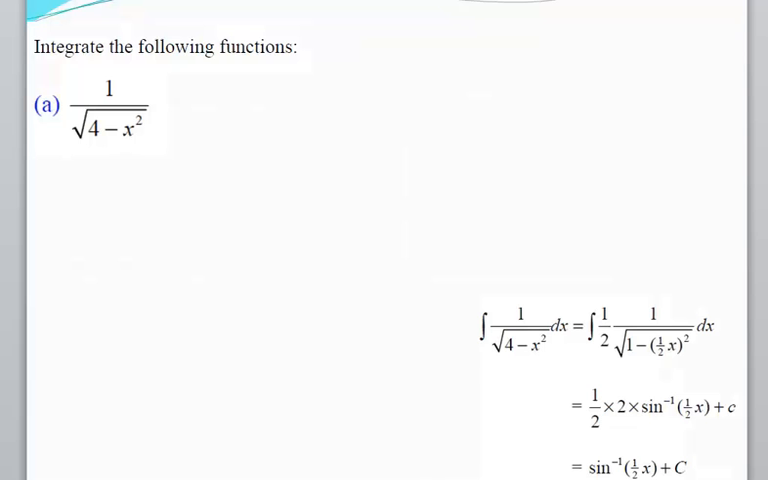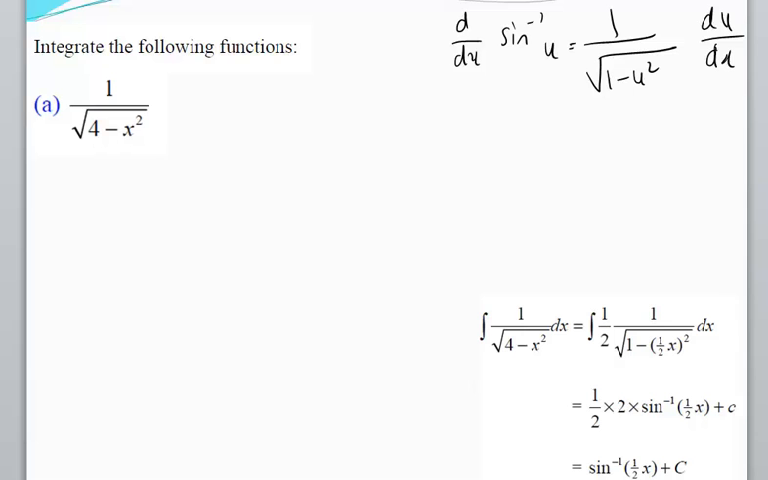So we'll put our formulas as we go through as they appear on our actual formula sheet here. So here we want to integrate the following function. If we look at our formula sheet, here we have d on dx of our inverse sine of u is equal to 1 on the square root of 1 minus u squared, du on dx. So we look at this and we go, well, we're kind of in this format, but we have a 4, not a 1, don't we?